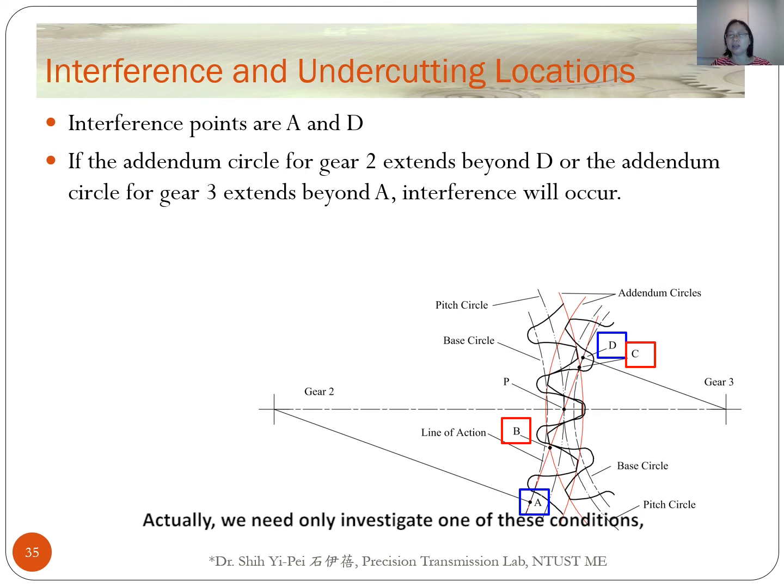Actually, we need only investigate one of these conditions, because interference will always occur first on the small gear. In this case, gear 2 is larger than gear 3. Therefore, we need only to check points C and D. If the pitch diameter of gear 2 becomes larger, point C will gradually move toward point D. If point C extends beyond point D, interference will happen.